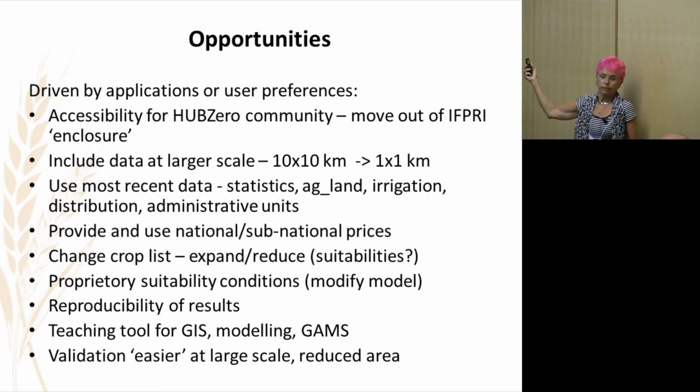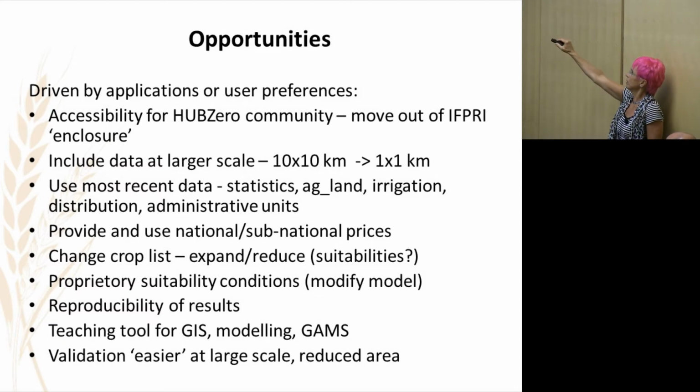You can provide national prices or even subnational prices to construct your priors. You can expand or reduce your crop list, which, of course, has an impact on the suitability of these crops and the suitability layer. You can construct your own suitability conditions, and that was done in the example which is going to be presented now by Jing Yu. Paul.